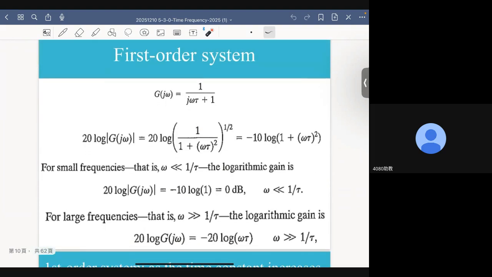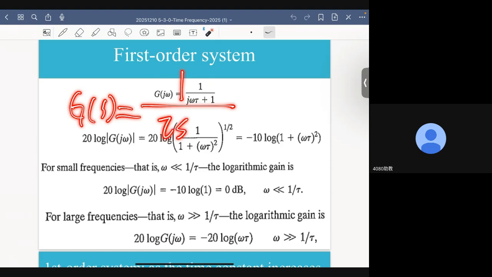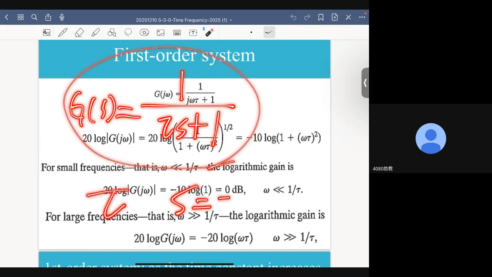But let's just look at a simple example which we saw before, which is the first order system, okay? This is the representation of the transfer function of a first order system given in the s domain. Apparently, the time constant now is tau, and the pole is located at 1/tau, okay?